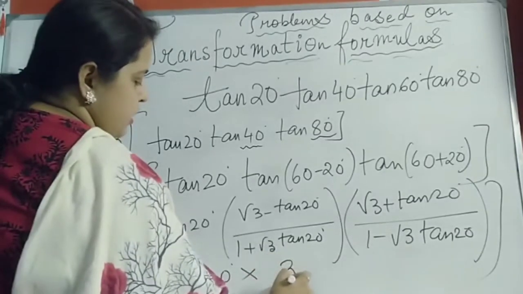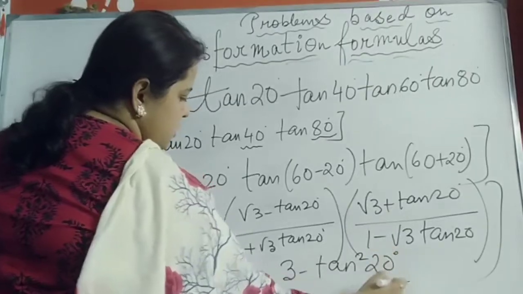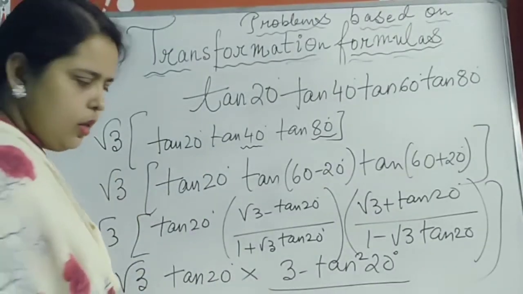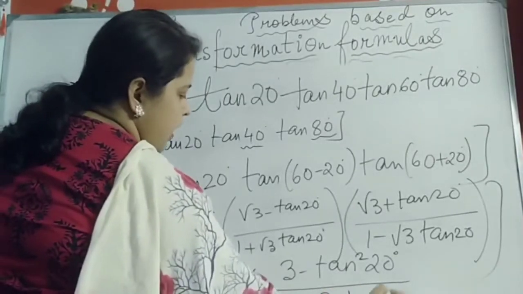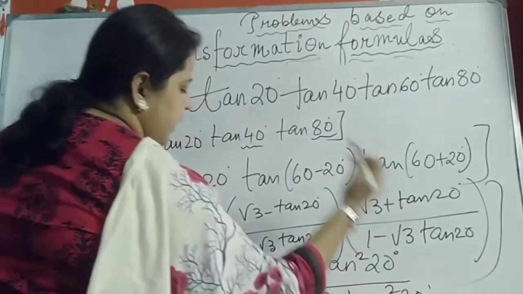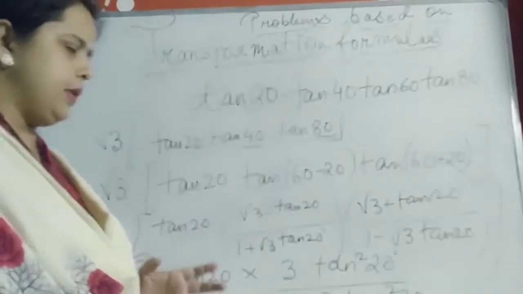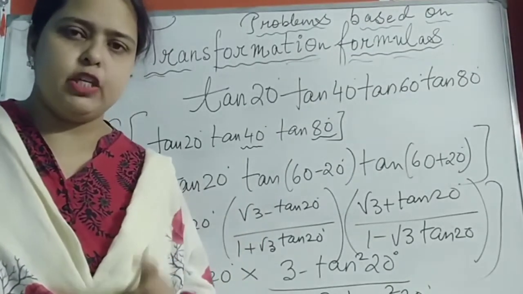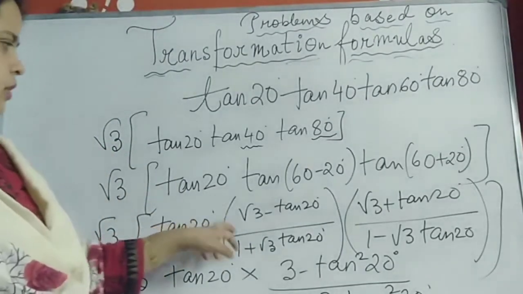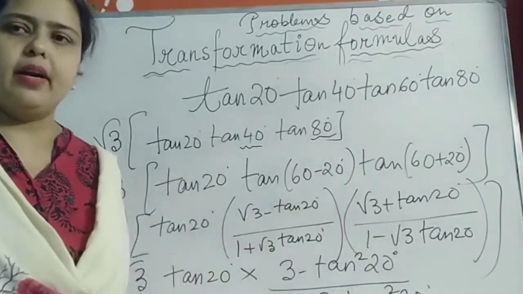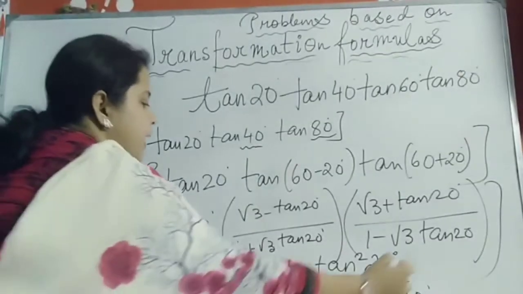That is 3 minus tan square 20 by 1 minus 3 tan square 20 degree. I hope it is clear. Just a multiplication and just application of the a plus b into a minus b formula, that is a square minus b square. See, this 2 and this 2 in the denominator are multiplied here. Correct. And I am putting some brackets here.